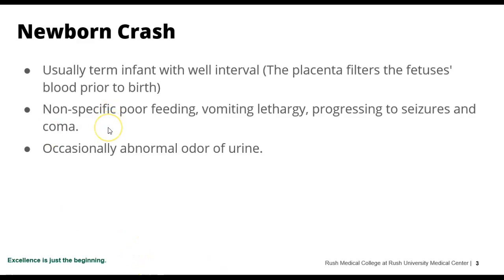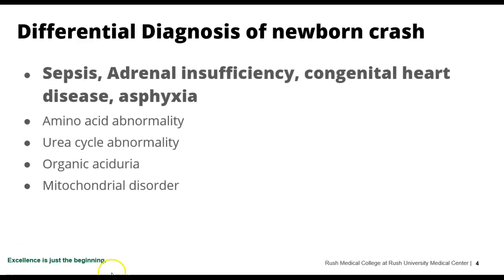Nonspecific, again, oftentimes it starts slowly. Poor feeding, vomiting, lethargy, progressive. Sometimes there's an abnormal odor to the urine. We're going to talk about this more, but if there's an unusual odor to the baby or to the urine, or you're reading an exam question and they're telling you what the urine smells like, think about it. Might be a clue.